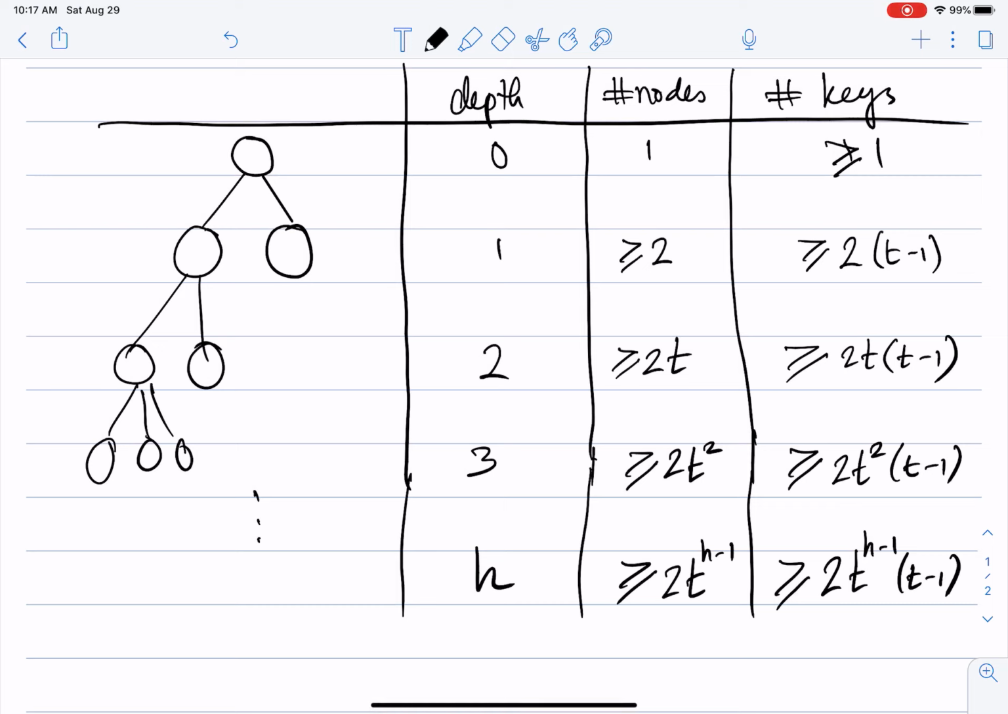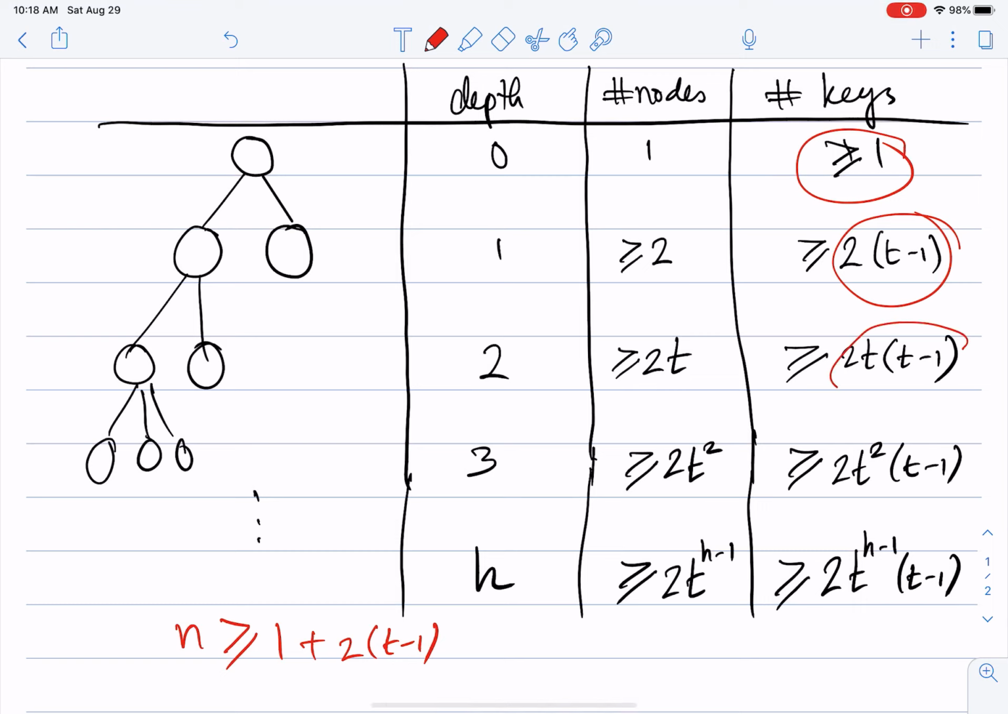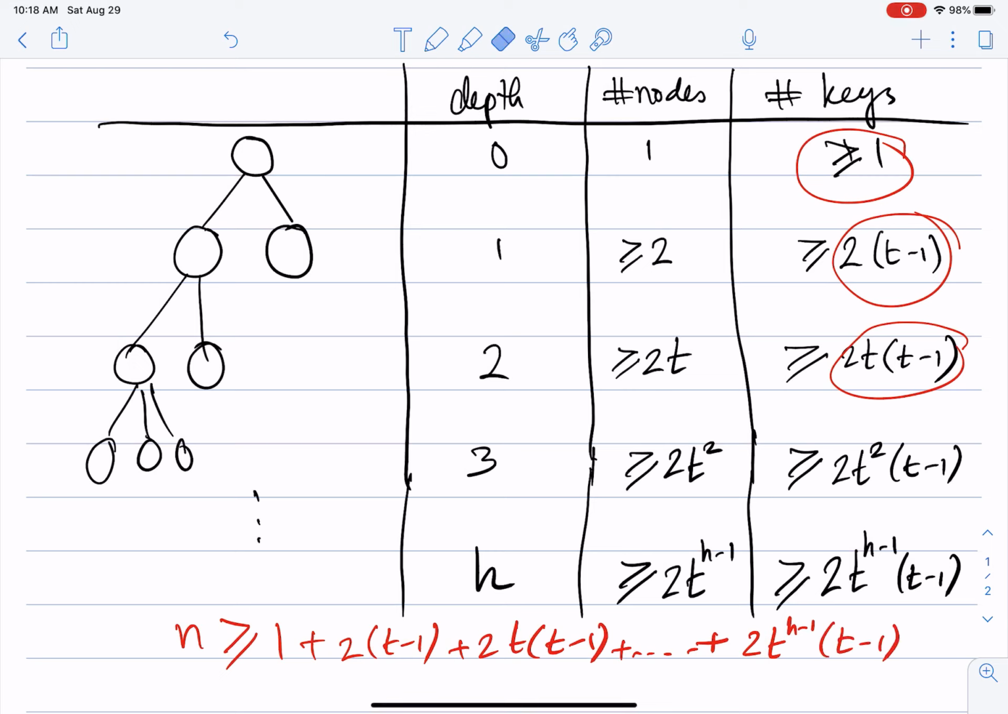Okay, so now what about the number of keys in the tree itself? Well, this number of keys n has to be at least 1, which is from the root, plus 2 times t minus 1 from the nodes at depth 1, plus 2t times t minus 1, all the way to 2t to the h minus 1 times t minus 1. Okay, so this comes from the analysis that I showed above.